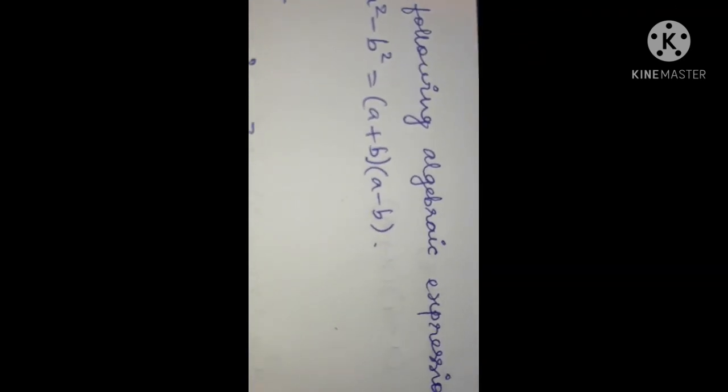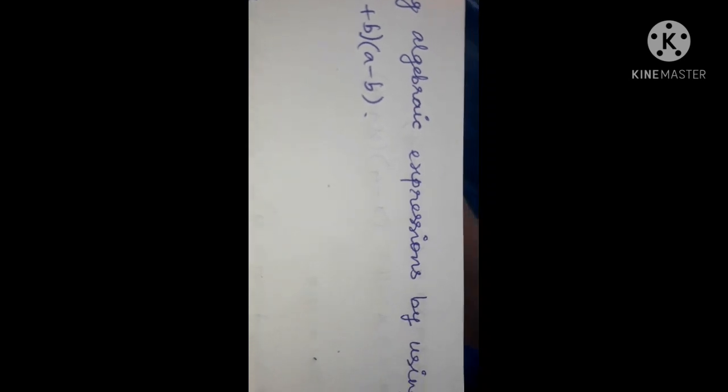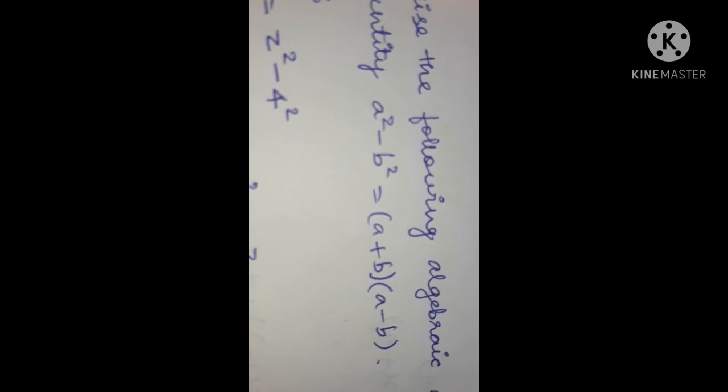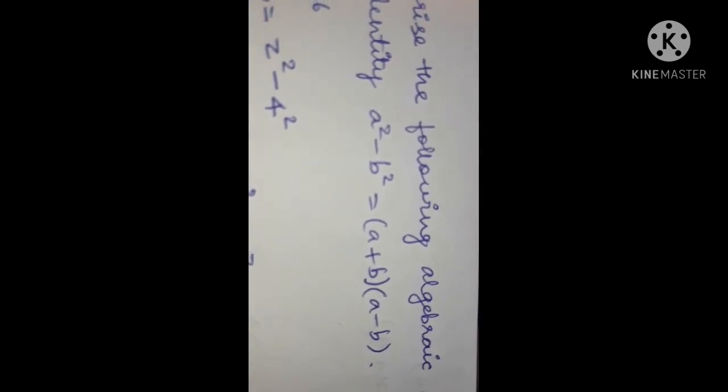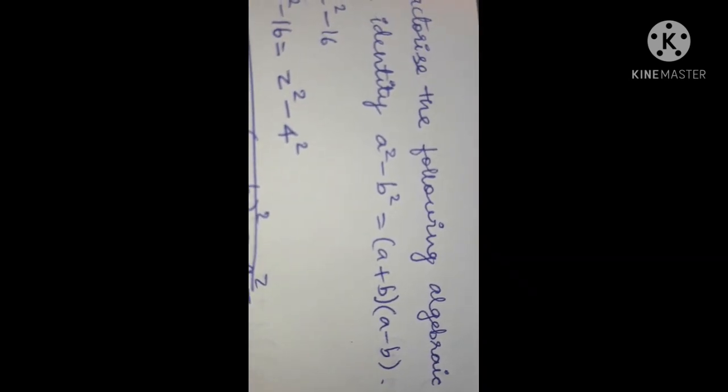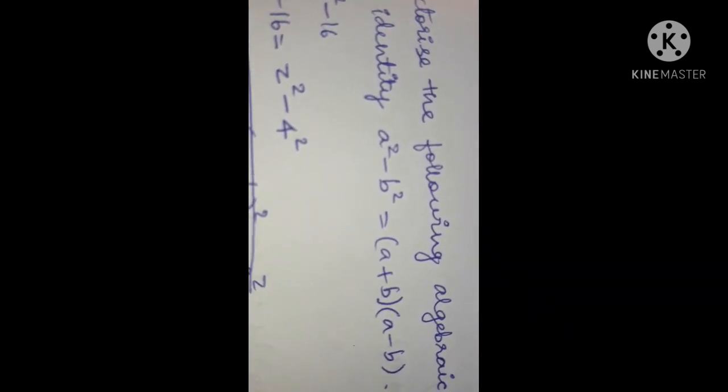Next, 11th question is, factorize the following algebraic expressions by using the identity a square minus b square equal to (a plus b) into (a minus b). That is, this is the third identity, I think. So you should keep in mind the four identities: (a plus b) whole square, (a minus b) whole square, the a square minus b square formula, and the (x plus a) into (x plus b) formula.